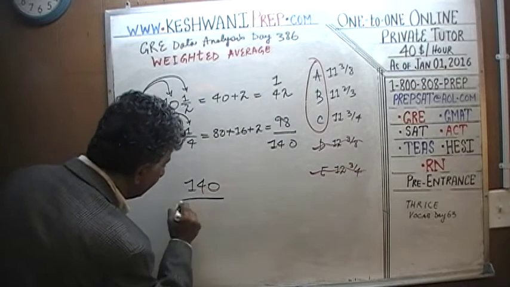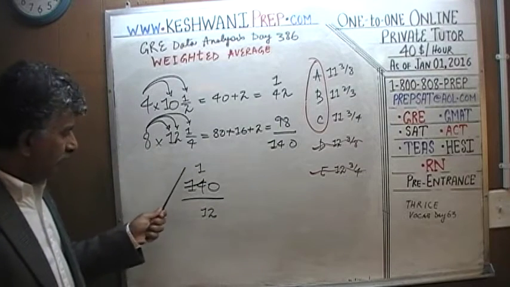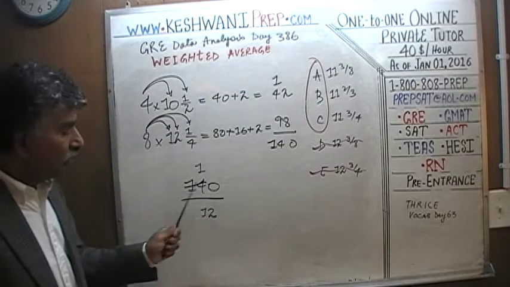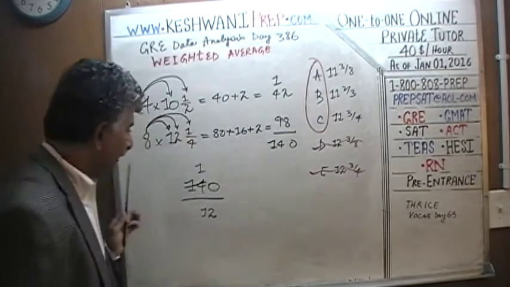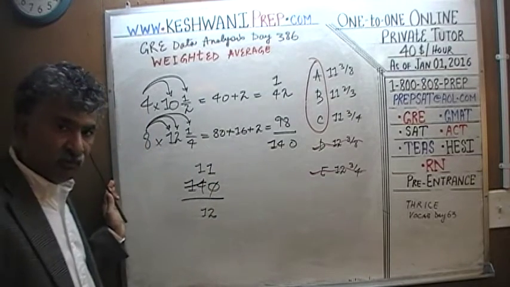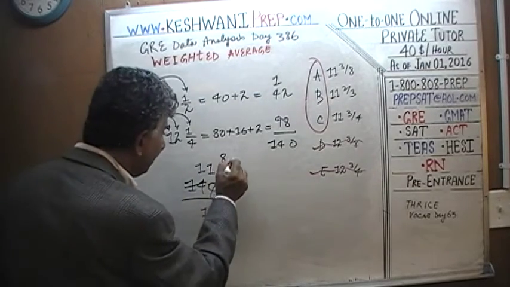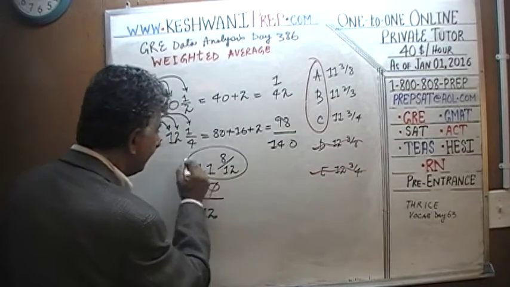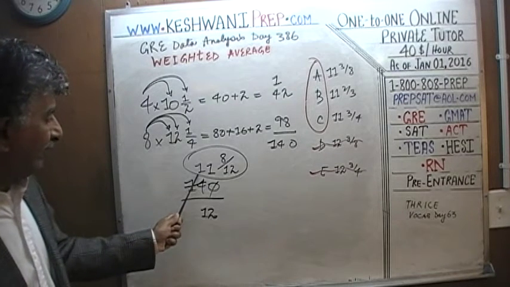140 divided by 12. Well, 14 has 112. After we take away 12 from the 14, we have a remainder of 2. That 2 goes and joins the 0, becomes 20. And 20 has how many 12s? After we take away 12 from the 20, we have a remainder of 8. And that 8 must be divided by 12. The answer is, the overall average of the 12 packages is 11 and 8/12 kilos.